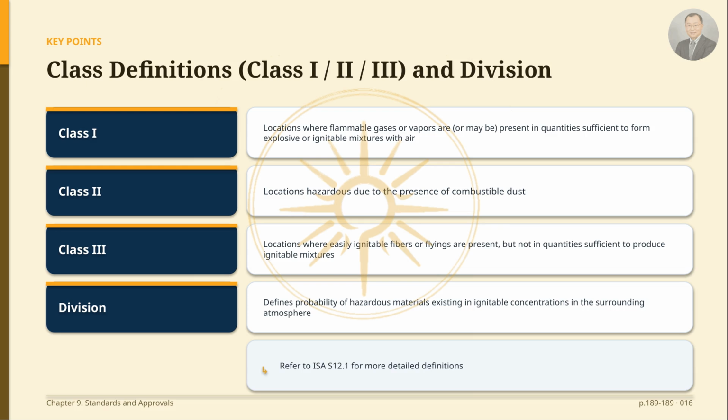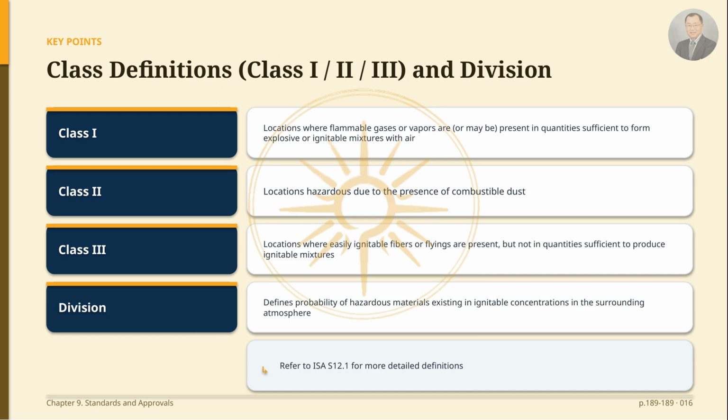Class 1 refers to locations in which flammable gases or vapors are, or may be, present in the air in quantities sufficient to produce explosive or ignitable mixtures. Class 2 refers to locations that are hazardous because of the presence of combustible dusts. Class 3 refers to locations in which easily ignitable fibers or flyings may be present, but are not likely to be in suspension in sufficient quantities to produce ignitable mixtures.